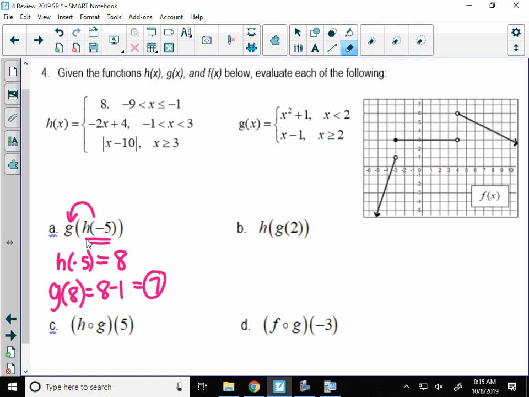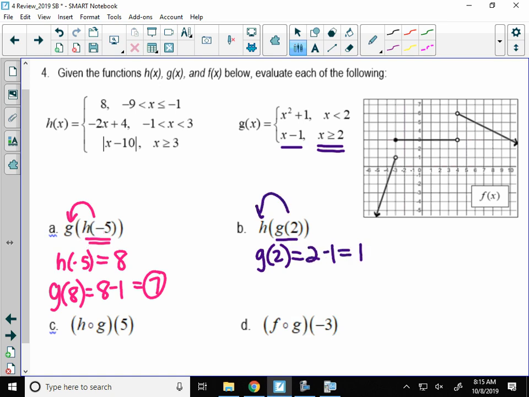All right, the second one here says h of g of 2. This time I'm starting with g. So g of 2. And 2 is in both inequalities, but it's actually in the bottom domain because it's equal to 2. So I'll put 2 in for x there. 2 minus 1 is 1.